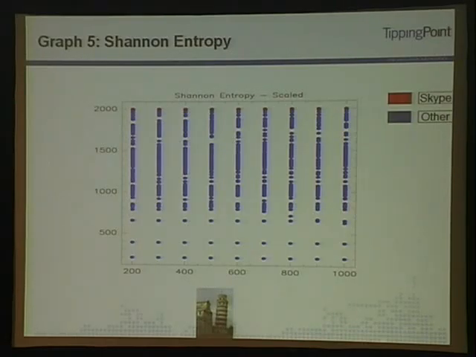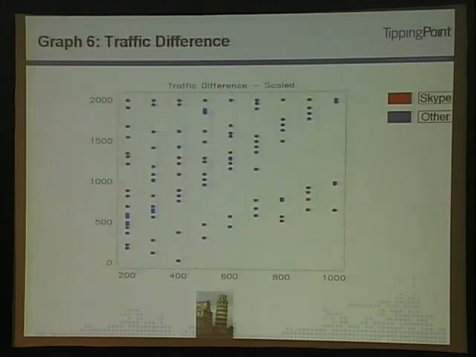Also, as an interesting side note, that stuff right at 1,000, those were mostly web pages and things like that. And that actually works out to be about the entropy of the English language. So just, you know, for all you linguistics nerds out there, that's where it is.